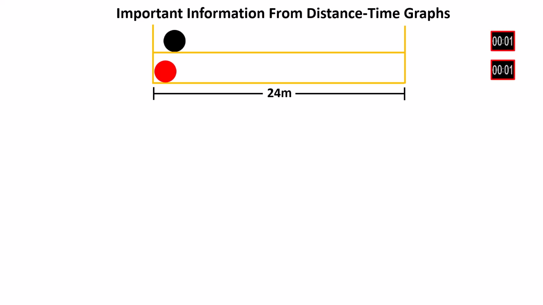There are actually other vital information we can get from distance time graphs, but in order to do that, we are going to track the movements of these two balls on this 24-meter track. Let's see how long it takes for each of them to complete their journey. It took the black ball 6 seconds, but for the red one, it took 14 seconds to complete the journey.